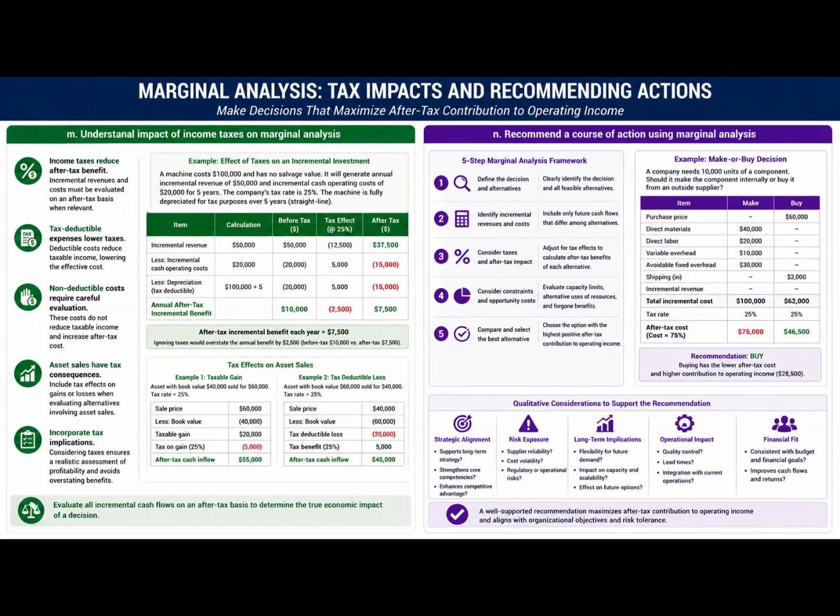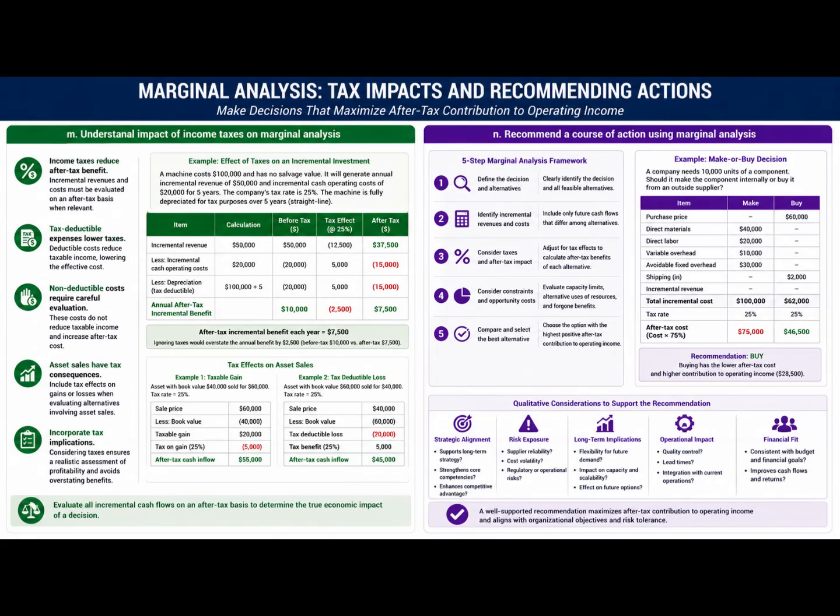N. Recommend a course of action using marginal analysis. Marginal analysis compares incremental revenues and incremental costs across alternatives. The option yielding the highest positive contribution to operating income should generally be selected. Quantitative results must be combined with qualitative considerations. Strategic alignment, risk exposure, and long-term implications are important.